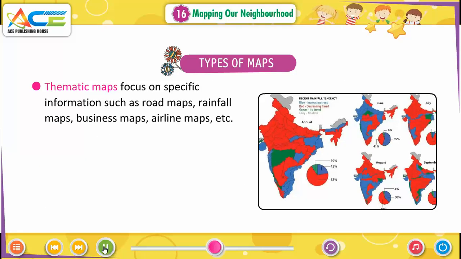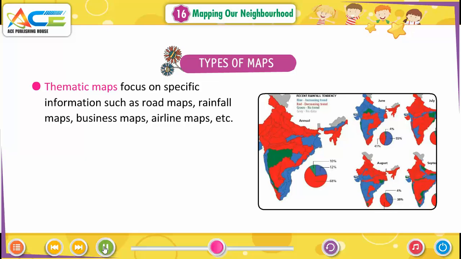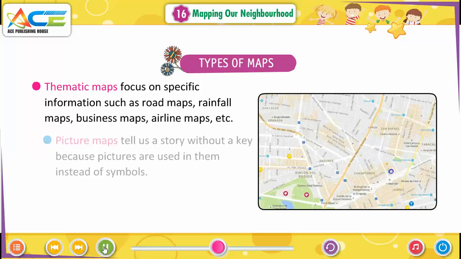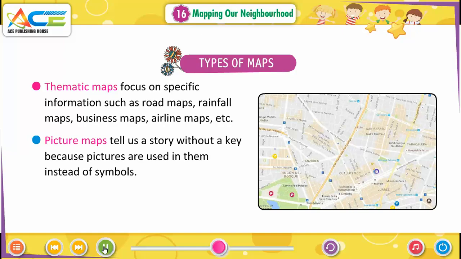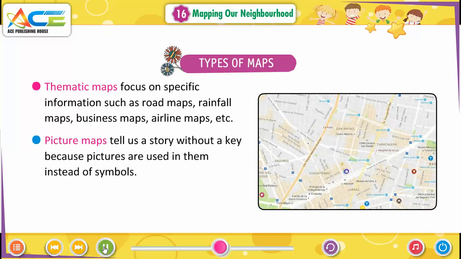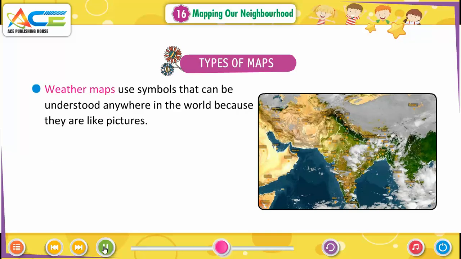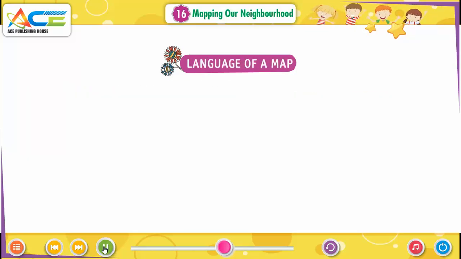Thematic maps focus on specific information such as road maps, rainfall maps, business maps, airline maps, etc. Picture maps tell us a story without a key because pictures are used in them instead of symbols. Weather maps use symbols that can be understood anywhere in the world because they are like pictures.